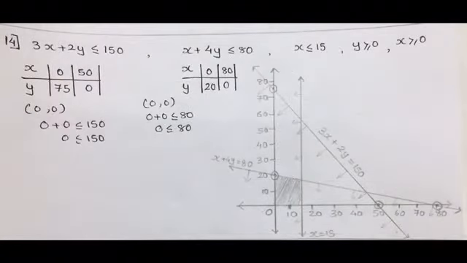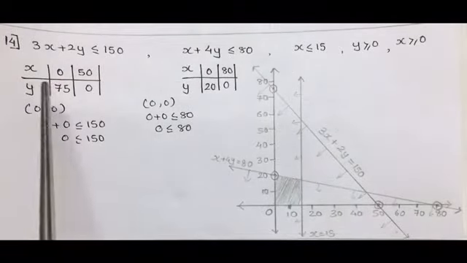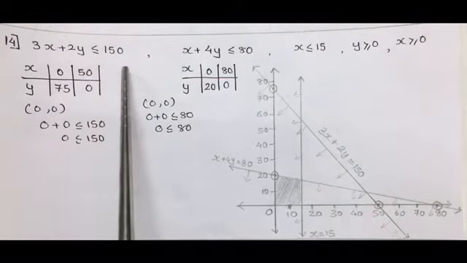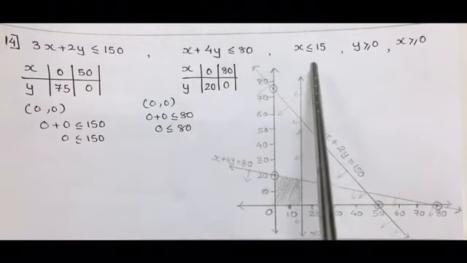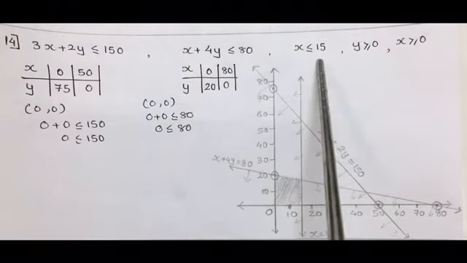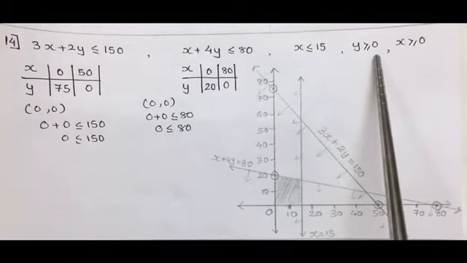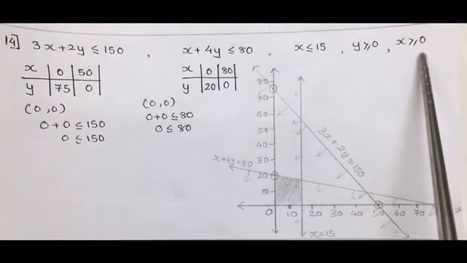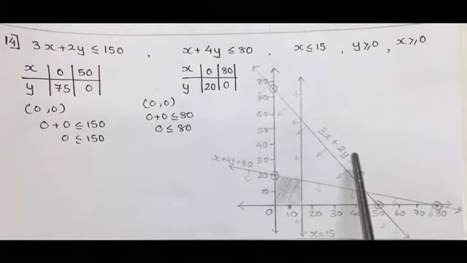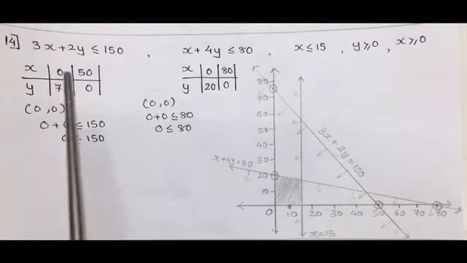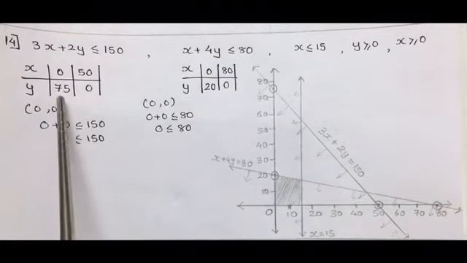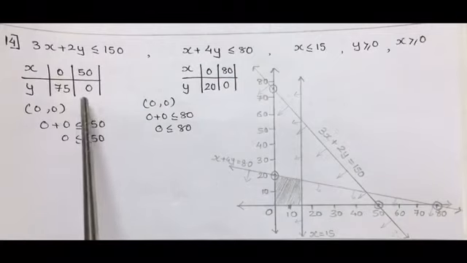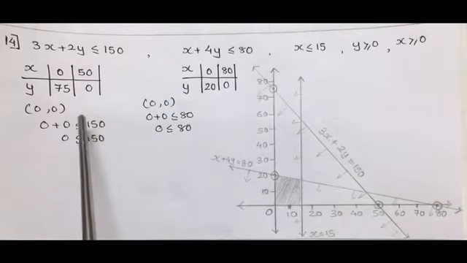14th one, the inequality given is 3x plus 2y less than or equal to 150 and x plus 4y less than or equal to 80, x is less than or equal to 15, and y greater than or equal to 0, x greater than or equal to 0 means only the positive x and y. Taking up the points 0 and 0 for x and y, we get y as 75 when x is 0, x is 50 when y is 0.